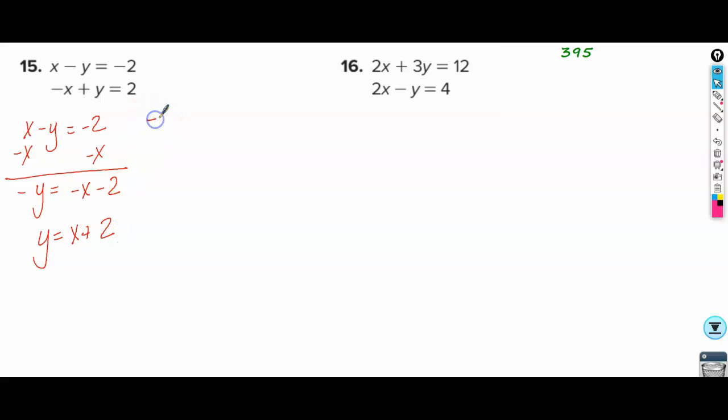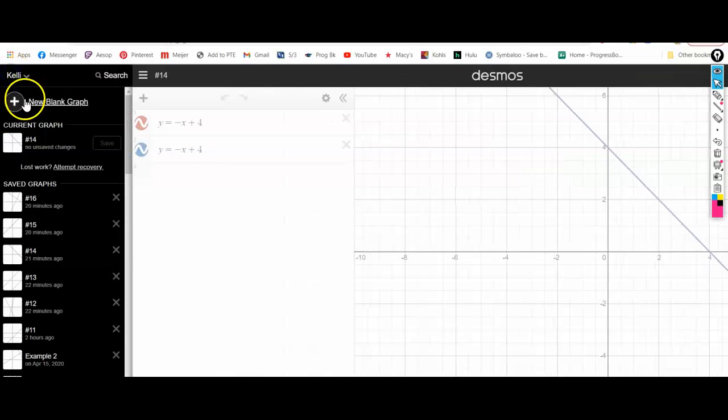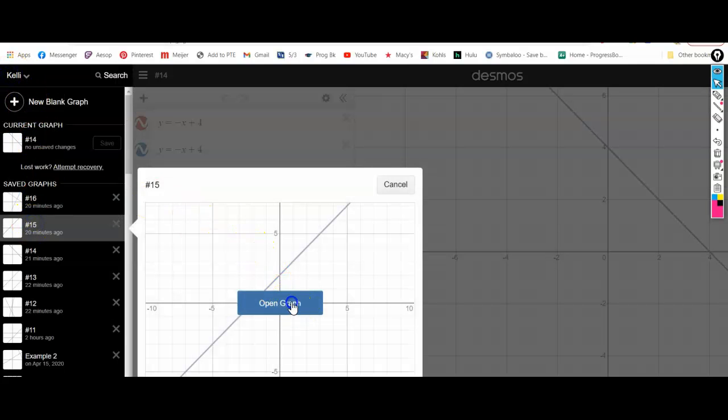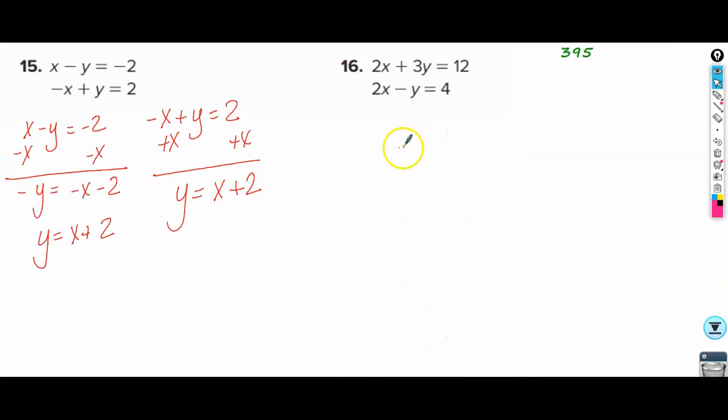For the other one, we have negative x plus y equals 2. Add x to both sides, and you get y equals x plus 2. Again, these are identical, so therefore they are the same line. Okay, and I do have them graphed over here on Desmos. It's kind of anticlimactic because they're the same line. It's one line. So, pretty boring, actually.